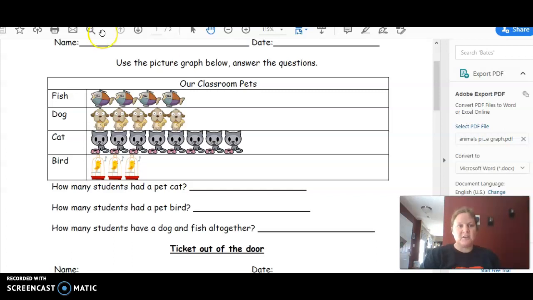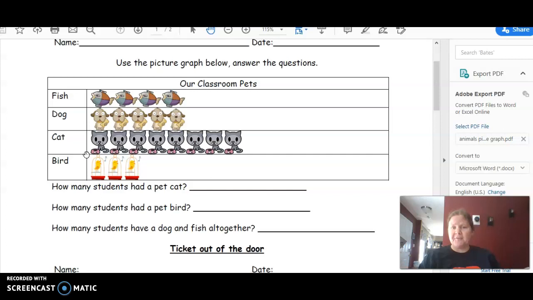All right, let's look at the graph that they made. Can you read that word? Fish. There's our fish. What is this word? Dog. Yep. Cat. And this one, b, and the IR goes d. Birds. Okay?